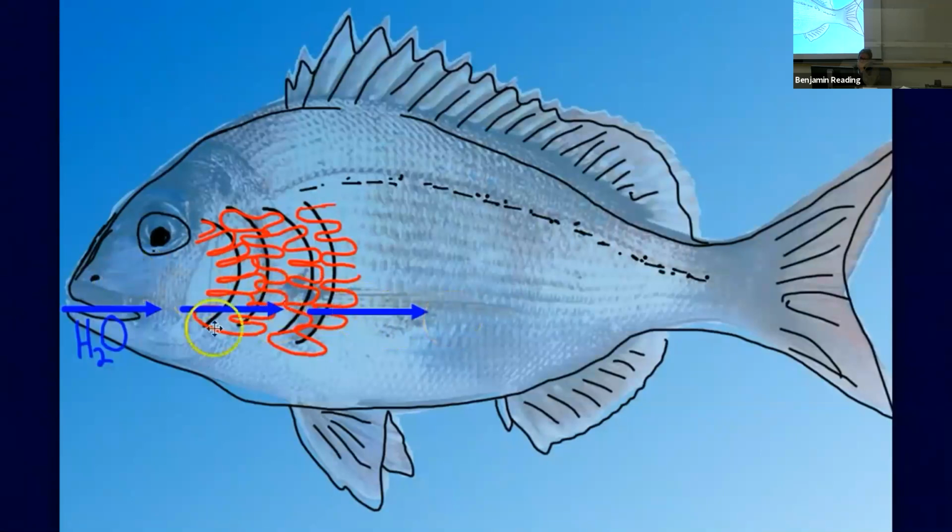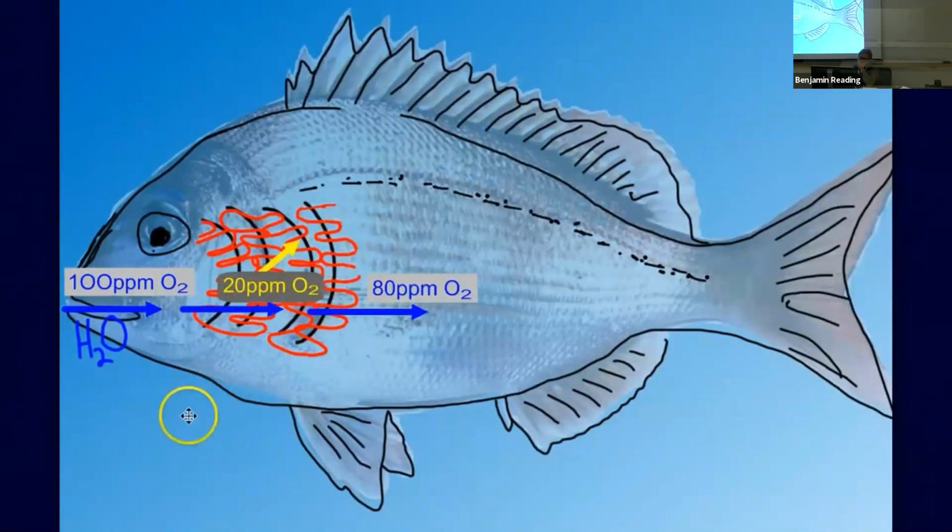And as the water goes through, oxygen is extracted from the water. So I'm going to put some numbers to this just to make it a little easier to understand. I think it really helps. And I've picked the numbers kind of arbitrarily, but it'll make the point. So imagine that the water coming into the fish's mouth has 100 parts per million of oxygen. By the time it reaches the end of the gills, it's down to, let's say, 80. So we've extracted 20 parts per million of oxygen out of the water, diffused into the blood.